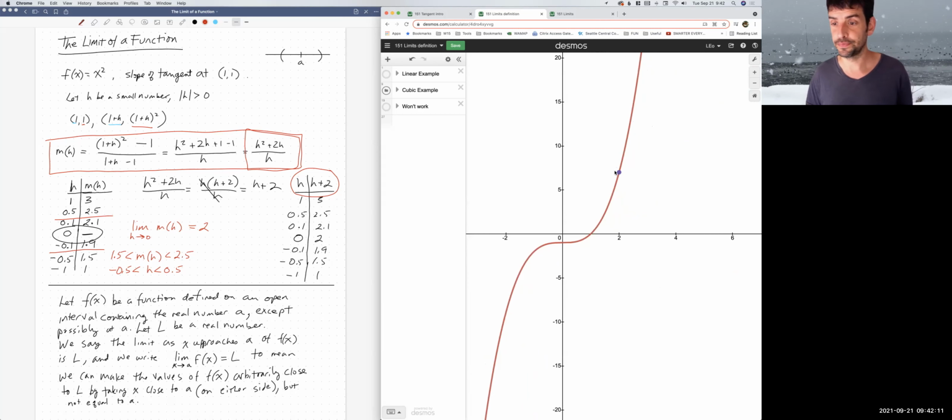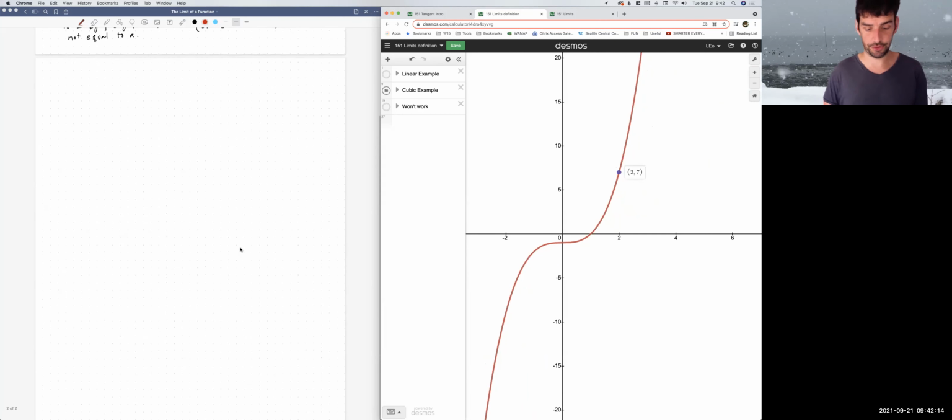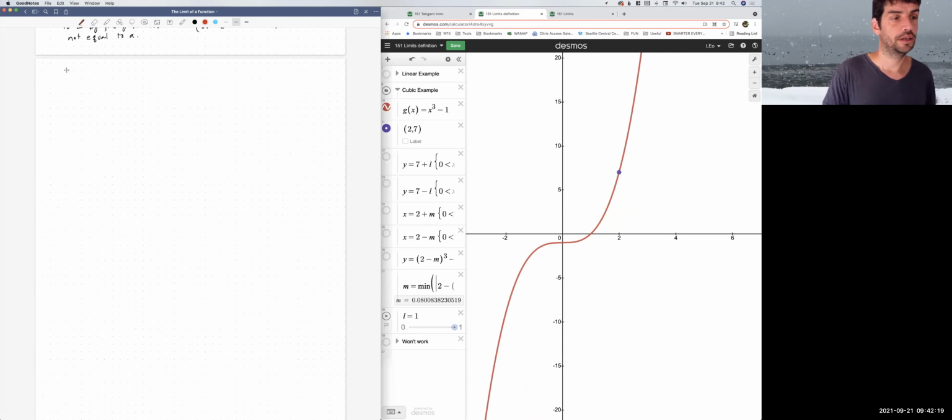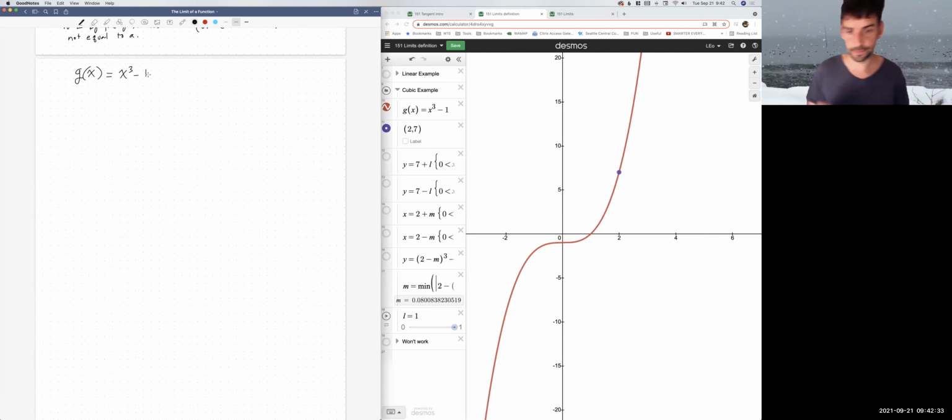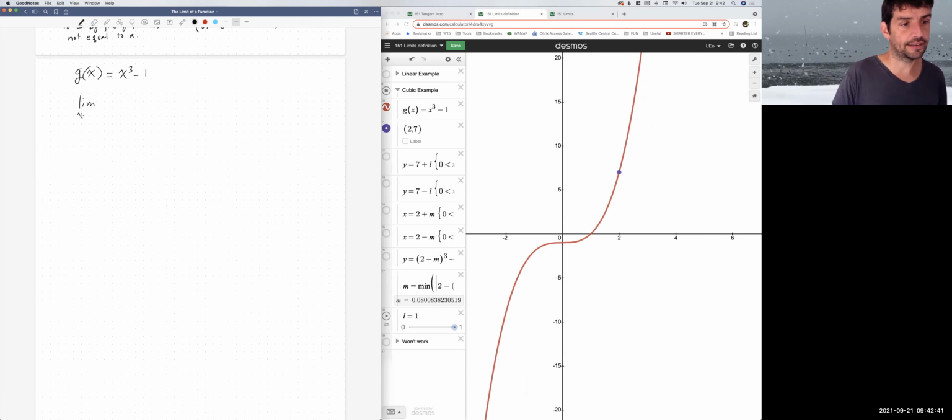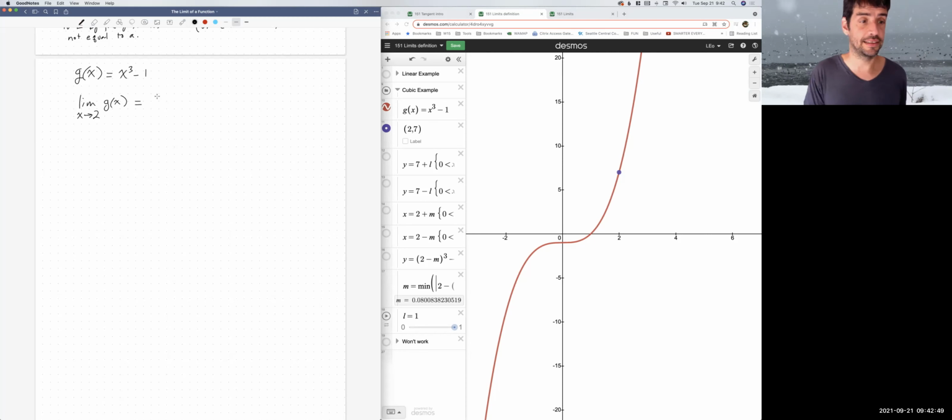Here's a cubic function. Okay, so this is the function. G of x is equal to x cubed minus 1, right? And I want to look at the limit as x goes to 2 of g of x. My claim is that this limit is 7.